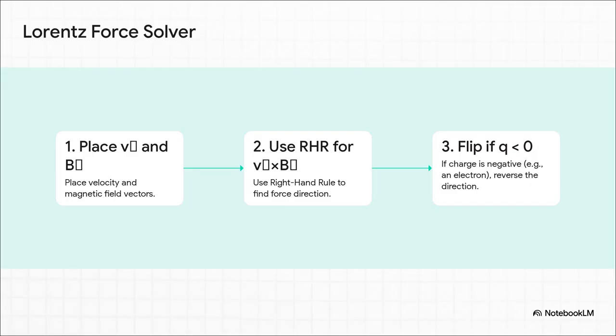So for any Lorentz force problem, just use this simple, foolproof three-step process. Seriously, it works every time. Step one, just draw out your V and B vectors. See them in your head. Step two, whip out that right-hand rule. Find the direction of V cross B. Your thumb gives you the force.